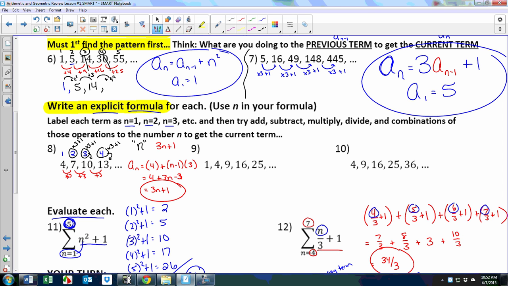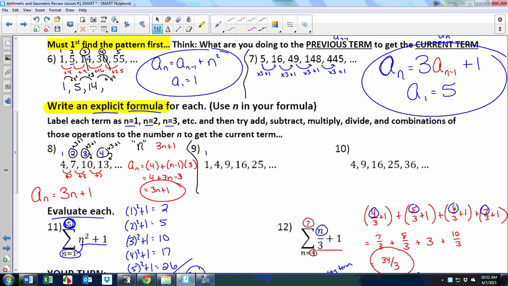But the thought process, start playing with the formula, a sub n: any term can be found by taking 3 times the n and adding 1. All right, let's try number 9.